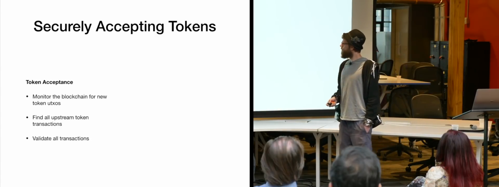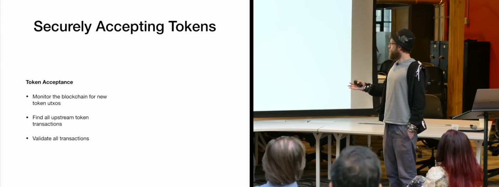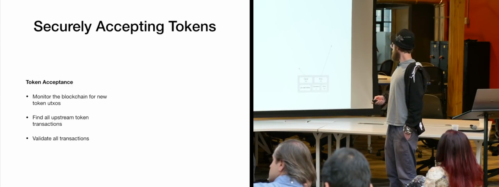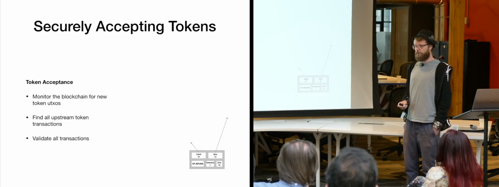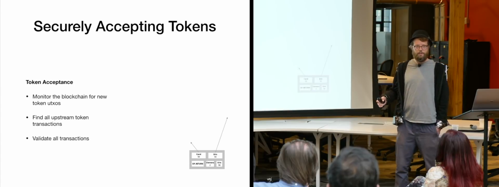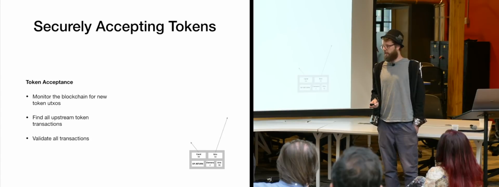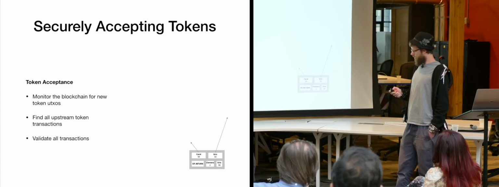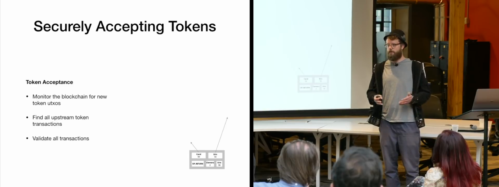To accept the token, what do I need to do? I need to monitor the blockchain and notice when I get a new token that I can spend. In this example, I found this unspent output on the blockchain, and it says down there, Clemens gets two tokens, so this is a token that I can spend. I'm very interested in this token, but I still have to make sure that I'm not getting scammed here. To check that this is a valid token, I need to find all the upstream token transitions that are pretty much the history of this token.